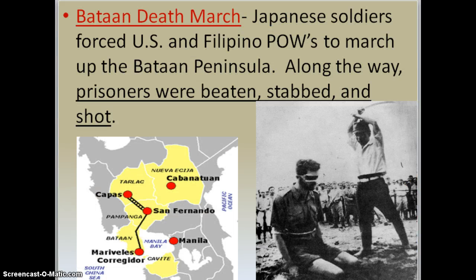There was also the Bataan Death March, where Japanese soldiers forced U.S. and Filipino POWs, or prisoners of war, to march up the Bataan Peninsula. Along the way, prisoners were beaten, stabbed, and shot. It was a horrible, horrible march. Thousands of U.S. soldiers died.